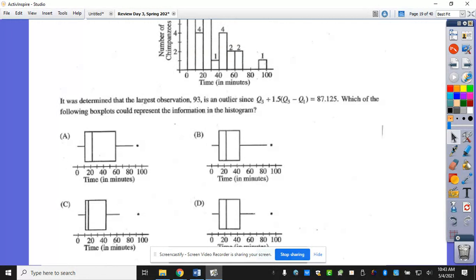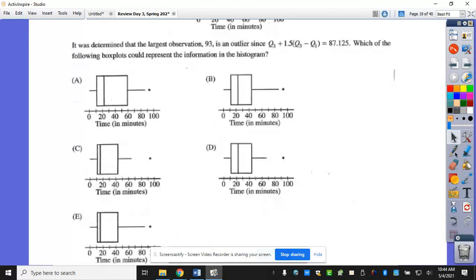So 87.1 something would be like here. But I need to go to the last dot that actually is in the data set. I don't know what the number is, but it's somewhere between 60 and 70. So is this where my bar should end? No. Between 60 and 70, yes. Between 60 and 70, yes. Between 60 and 70, no. So just by looking at that, I've narrowed it down to C or D.